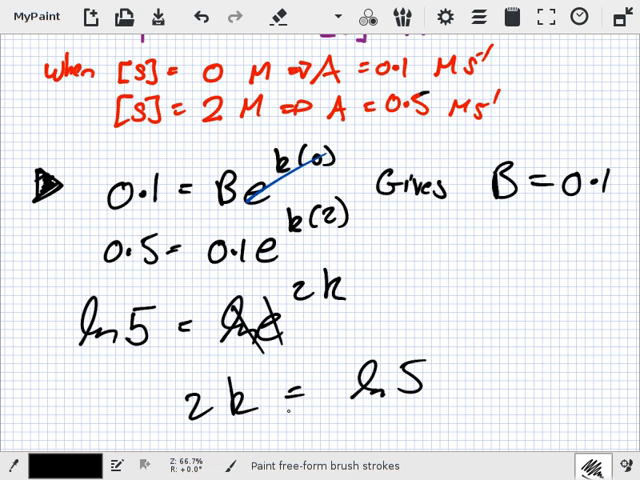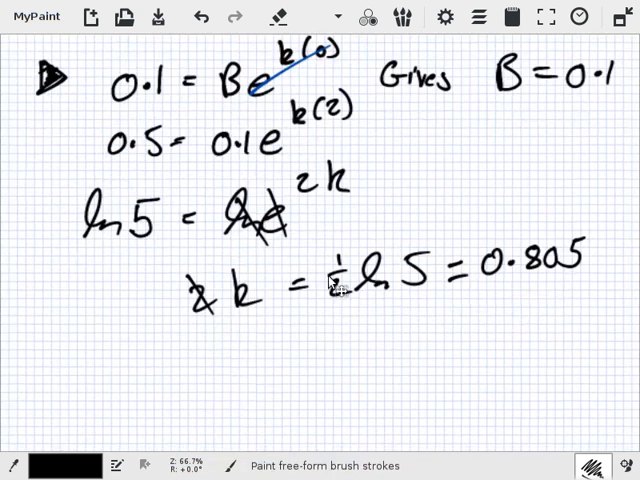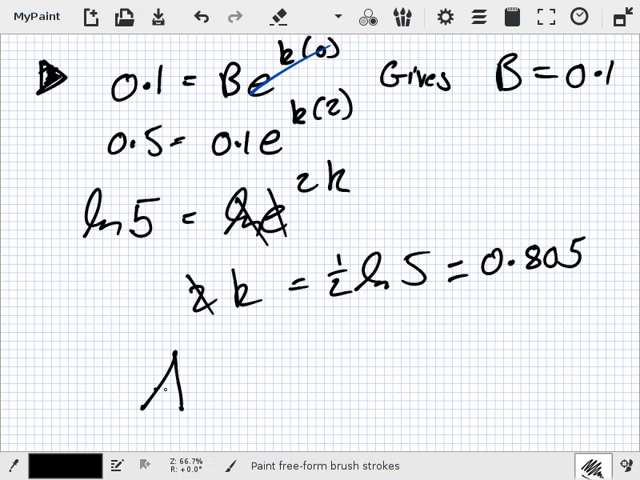So how do I get the k? Yeah, it's divide by 2. Yeah, log 5 all over 2. So what's a half log 5, please? Give me 3 significant figures. 0.805. So the answer is the activity will equal 0.1 e to the 0.805 t. That's the formula for activity.